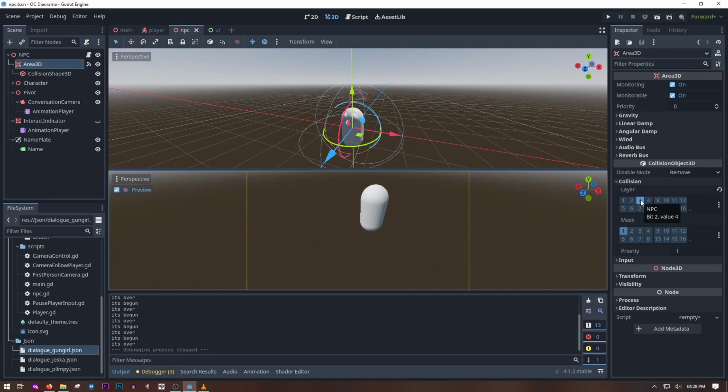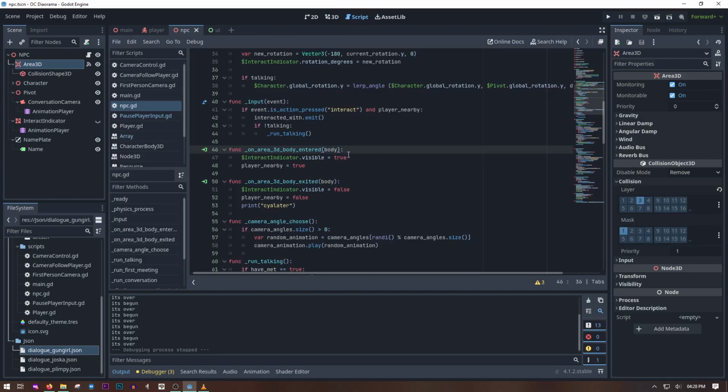Area3D has a layer, so I've defined layer 3 as NPC, layer 2 as ground, and layer 1 as player. So it masks with player, and it's layer 3. So this is where it is, and this is what it listens to. So it will not listen to the ground interacting with it or an NPC interacting with it. It will only notice that a player is nearby. And that's why the code here doesn't need to specify anything. It just knows that it's a player because it's the only thing it's looking for.